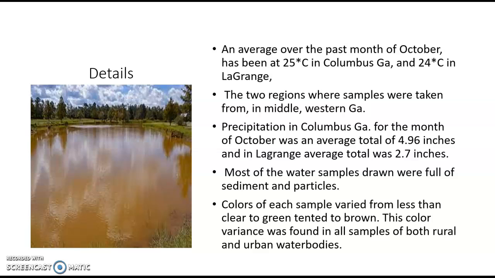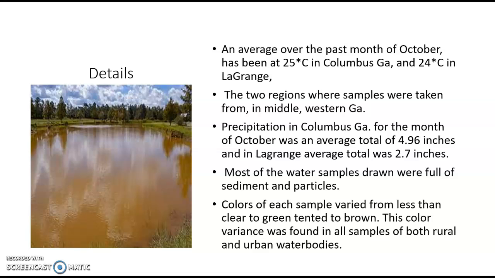A little background detail. An average over the past month of October for temperature has been 25 degrees Celsius in Columbus, Georgia, and 24 degrees Celsius in LaGrange. The two regions where the samples were taken from were in middle and western Georgia, near the Alabama line.